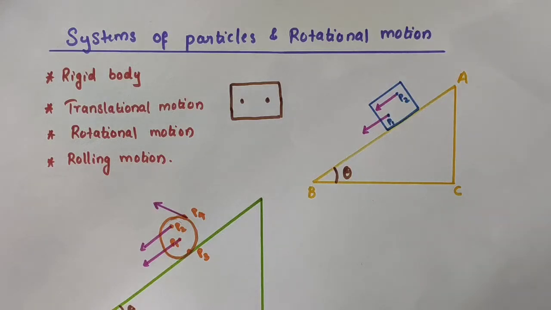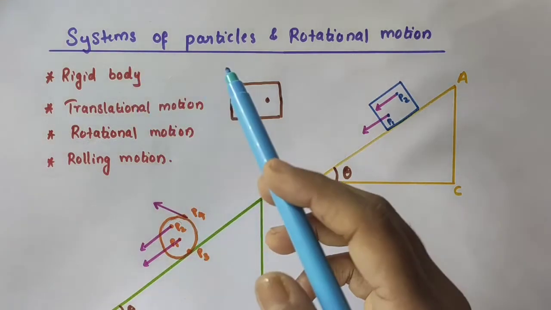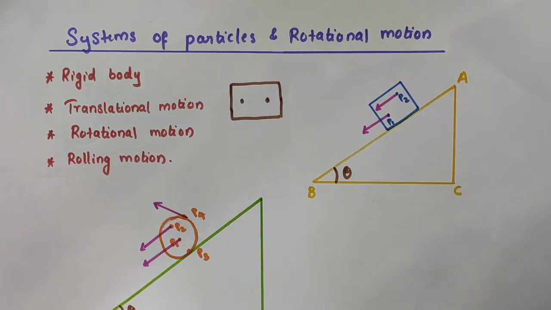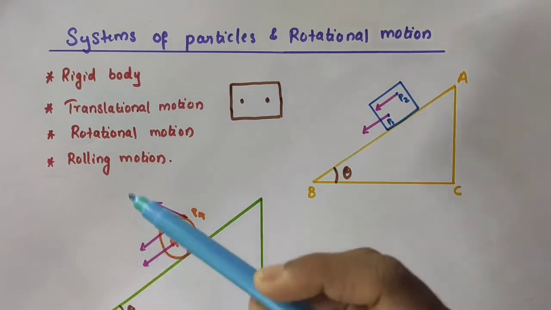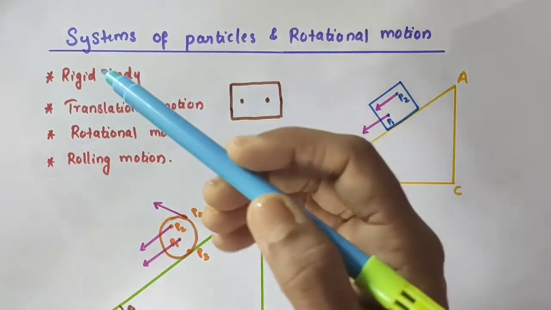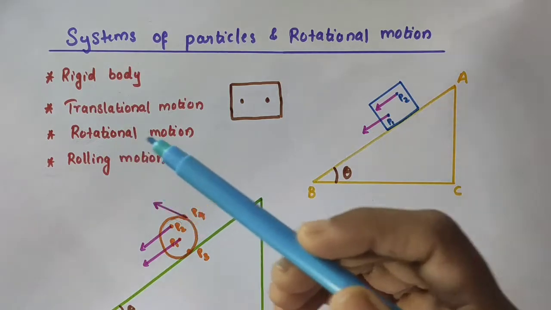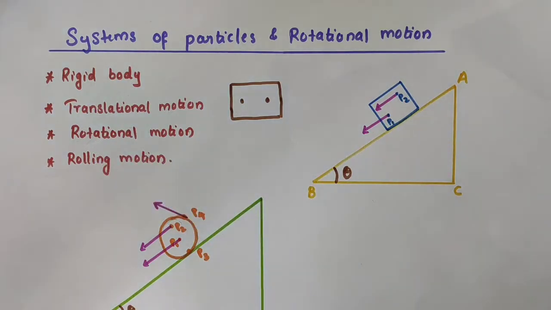Hello everyone. In this video, we are going to start the 7th chapter of class 11 physics, that is systems of particles and rotational motion. Let us discuss some important points given in the introduction of this chapter. We will discuss the concept of a rigid body, then translational motion, rotational motion, rolling motion, etc.